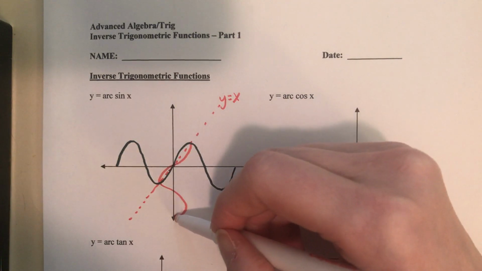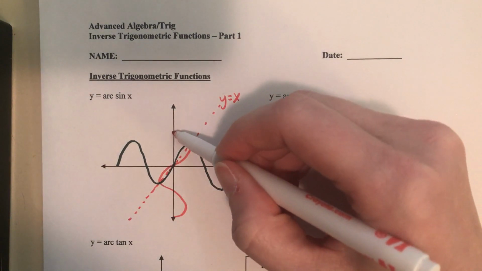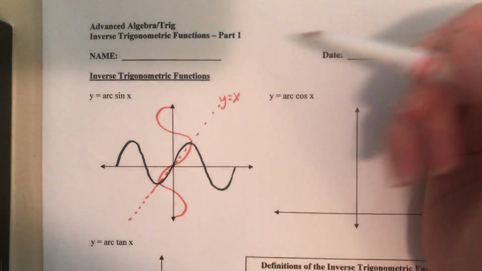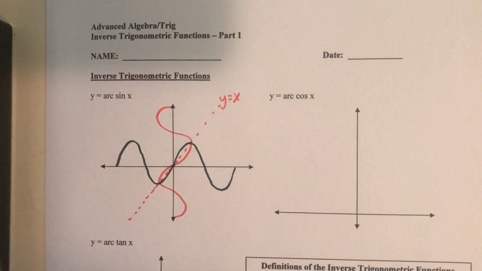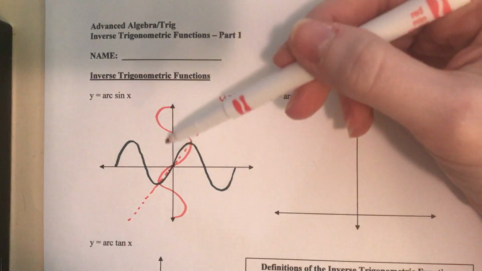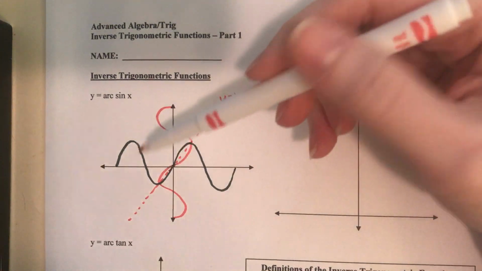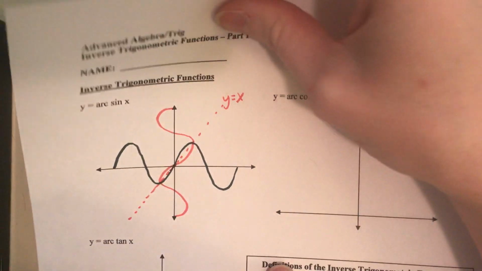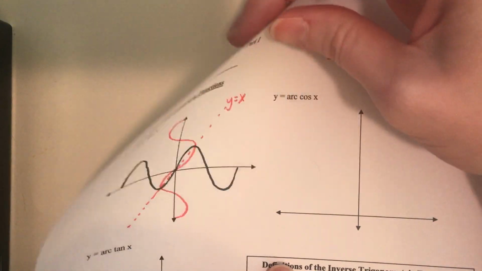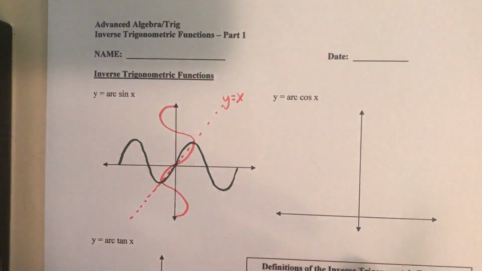you might want to pause it at this point because this can be a little tricky to draw. But that's what the inverse sine function is going to look like. If you were to fold your paper along that dotted line, you see how everything should line up. This red line here lines up perfectly with the black line. So if I fold my paper this direction, it should line up perfectly.